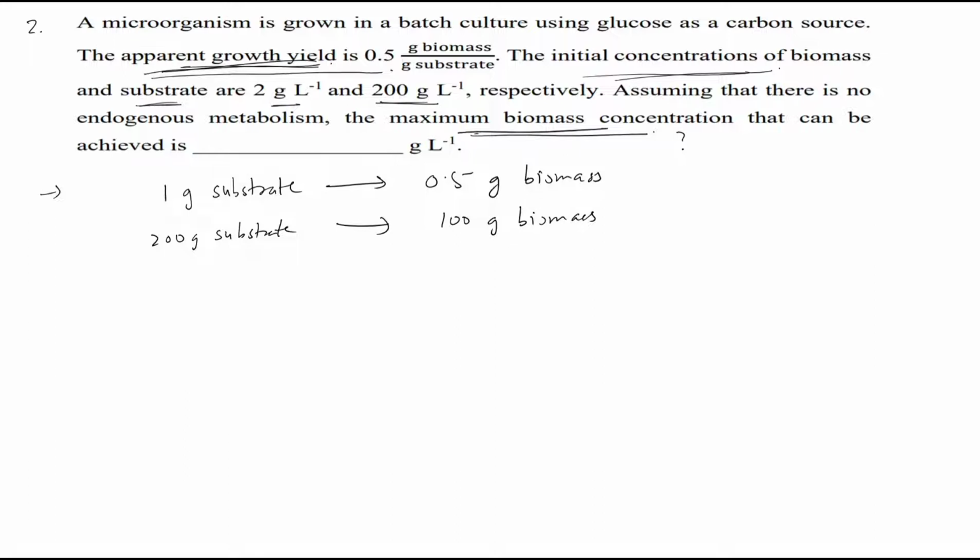Is this the maximum biomass concentration? The answer is no. Why is it not? Because the initial concentration of biomass is also given; this value of 2 gram per liter was initially present. So this was the initial biomass present, and by utilizing 200 gram substrate, a fresh 100 gram of biomass is produced. We will add it up, and the maximum biomass concentration will come out as 102 gram per liter. So this will be the answer. I hope it is clear.